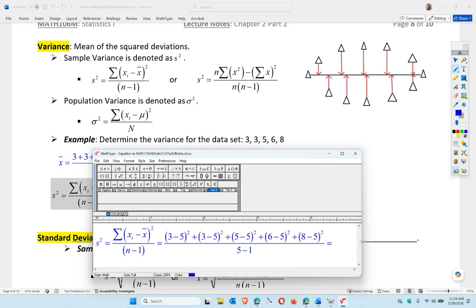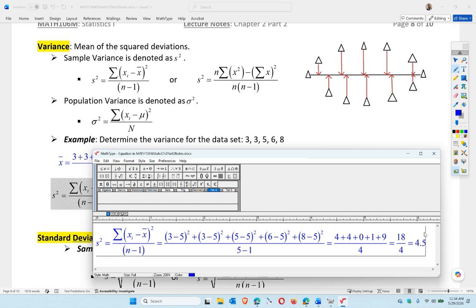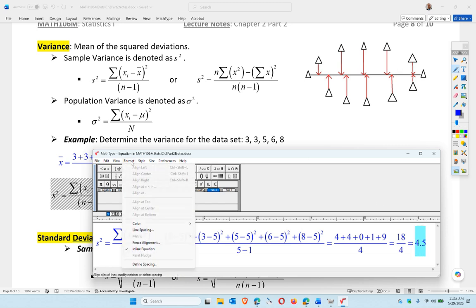If I do a little quick math in my head, that's going to give me 4 on the bottom. 3 minus 5 is negative 2 squared is 4. So that's going to give me 4 plus 0 plus 1 plus 9, because 8 minus 5 is 3, squared I get 9. So that's going to give me 18 over 4, which is 4.5. So that is my variance.